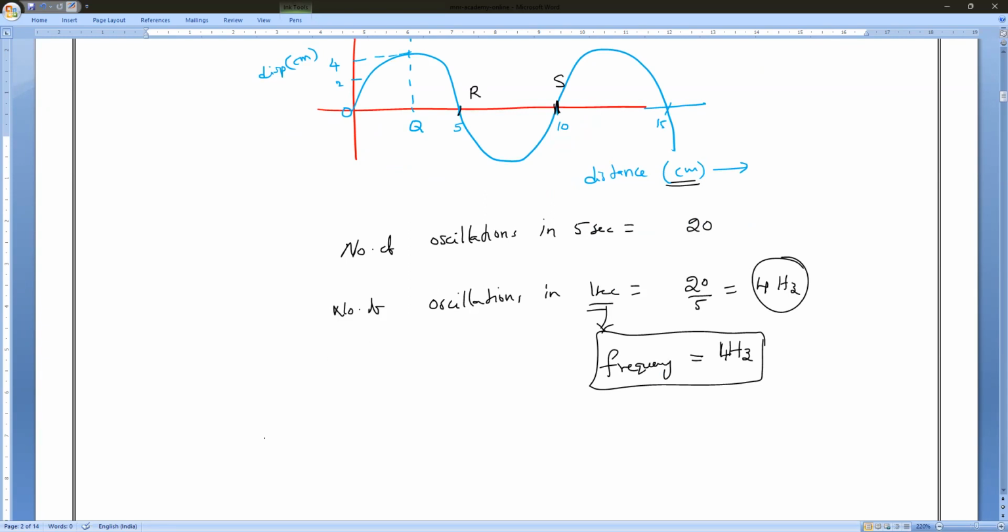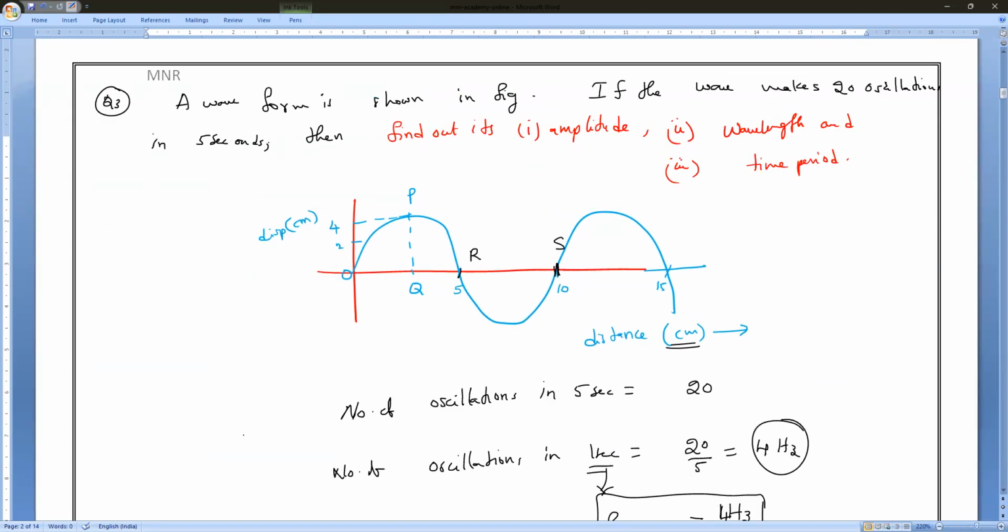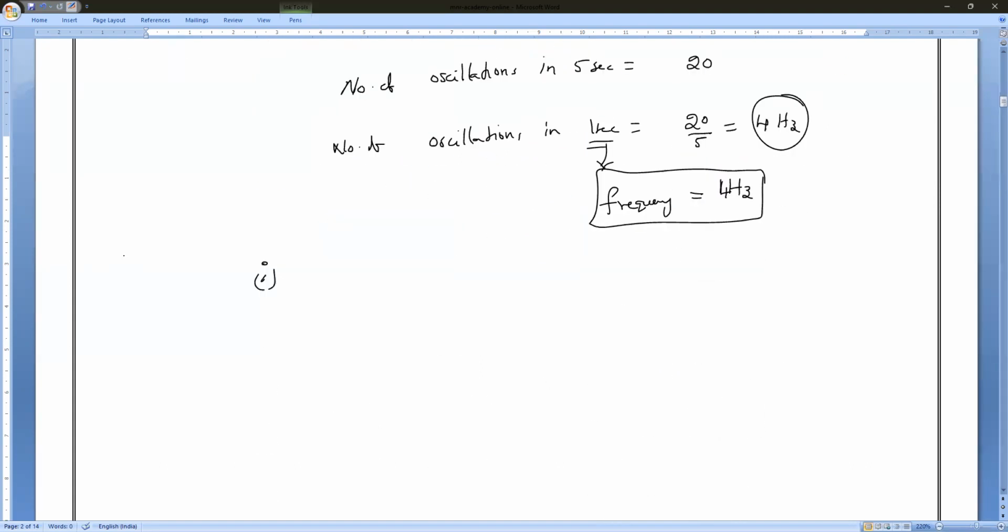Then next, first one. They are asking for amplitude. So for amplitude, how much is it? Verify. Amplitude means what? Maximum displacement. Is it right or wrong? Either crest or trough. So what is the maximum displacement? Everybody. 4 centimeters. Amplitude means here what? Name it. What is the amplitude here?